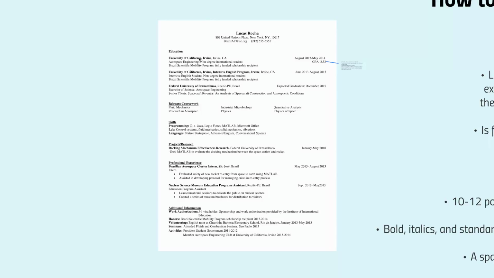This person who is reading the resume will know that this student is studying at UC Irvine right now, and from August 2013 to May 2014 is studying aerospace engineering as a non-degree student in Brazil. They are at the Federal University of Pernambuco. They will graduate in 2015. They know that they've got a pretty good GPA. They can go down here and read about some professional experience. They know that this person knows Java, logic flows, speaks native Portuguese. Again, it's very easy to extract information from this resume.